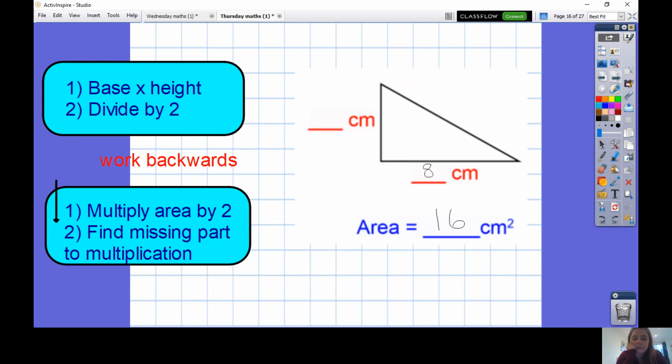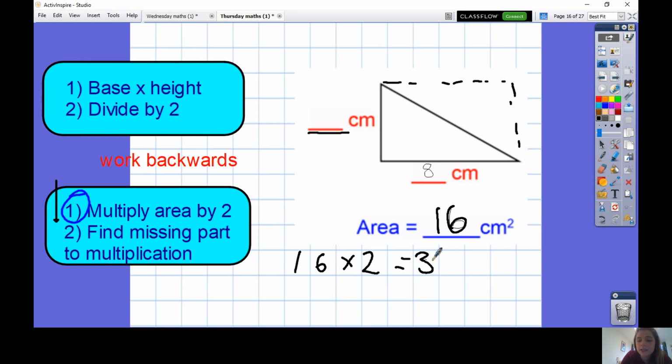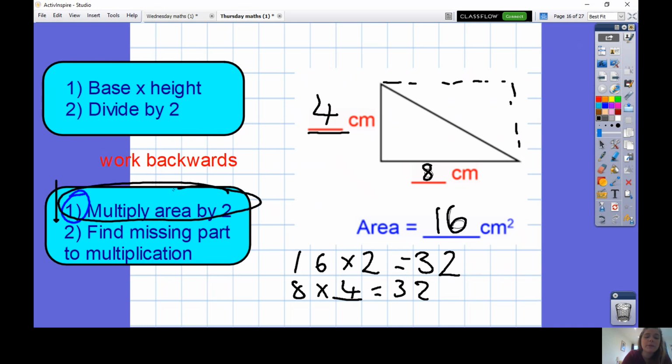Okay, have a go at this one then. Step 1, multiply the area by 2. You can do that in your head. And step 2, what was missing? So then you find the area of the rectangle. What was missing here? Let's do it together then. Step 1, 16 times 2. 16 times 2 is 32. The area of the rectangle will be 32. So 8 times what makes 32? Well done if you said 4. This measurement here is 4 centimetres. So it's pretty simple. Just make sure you start by multiplying the area by 2. Otherwise, you'll be getting your measurements too big.